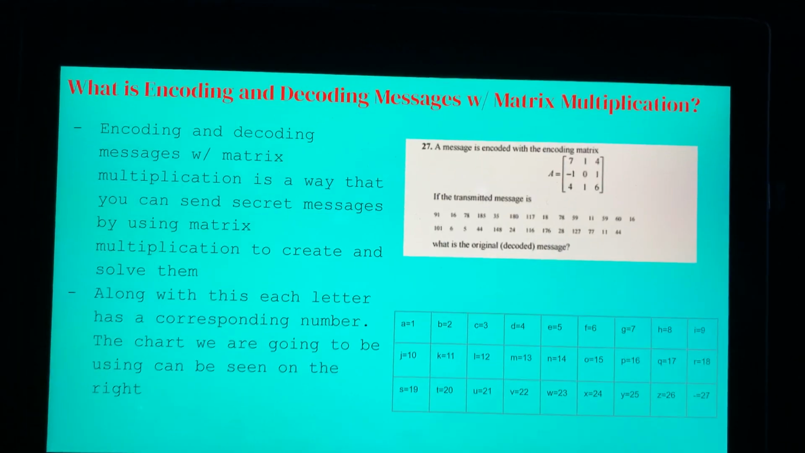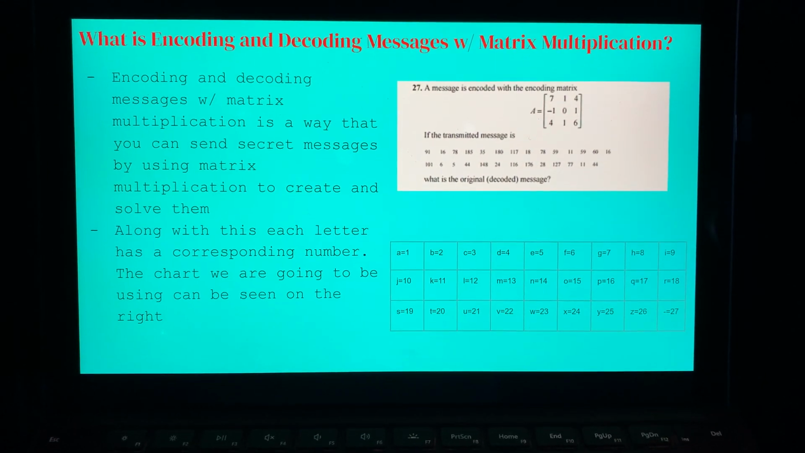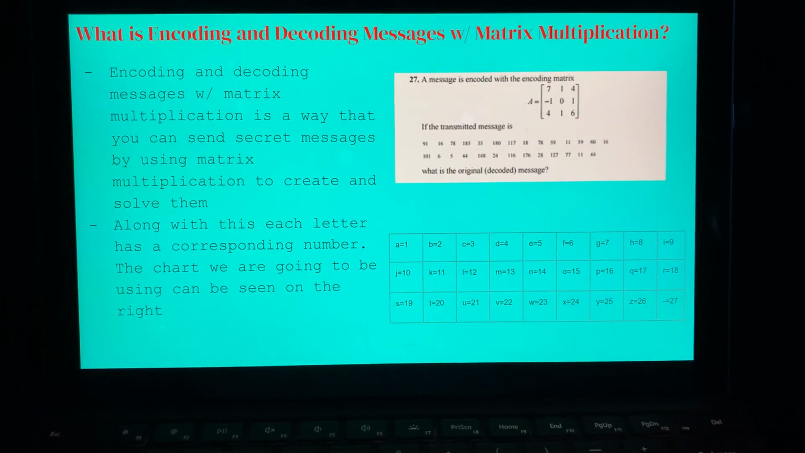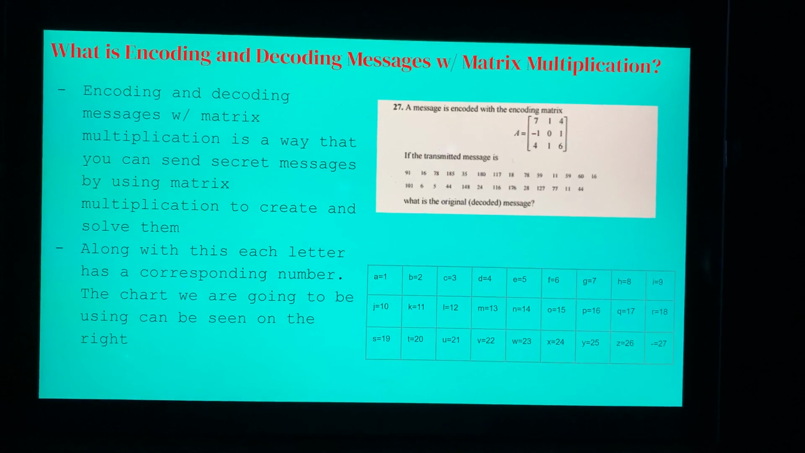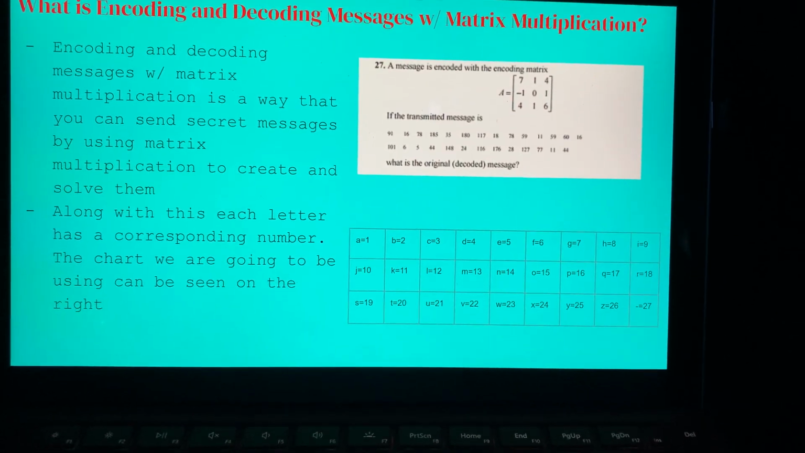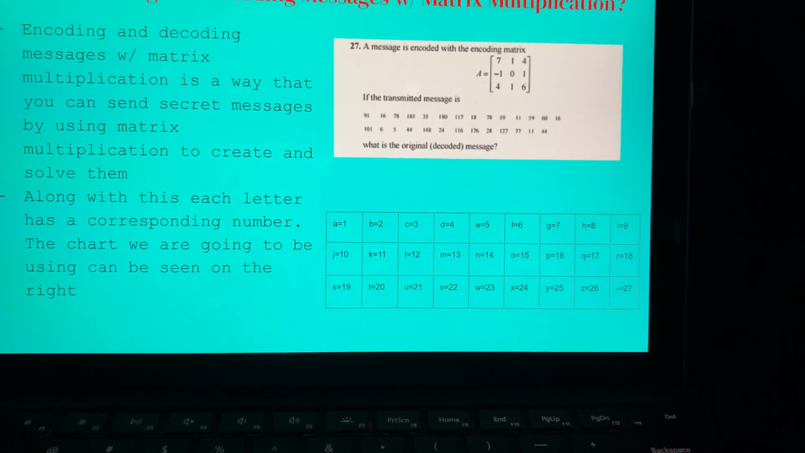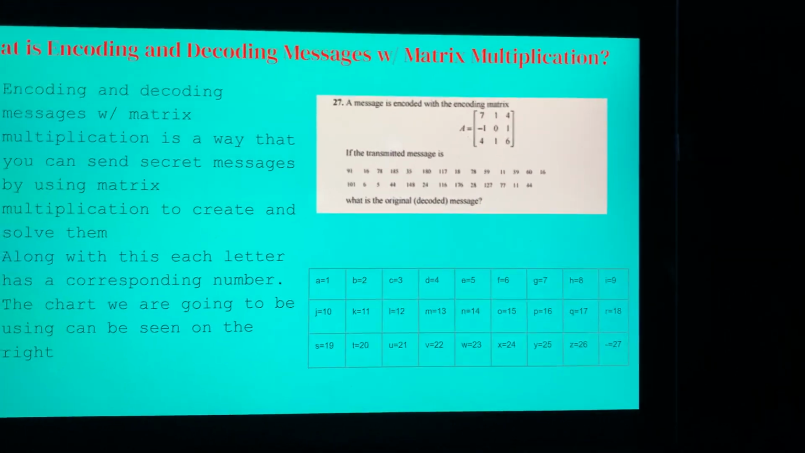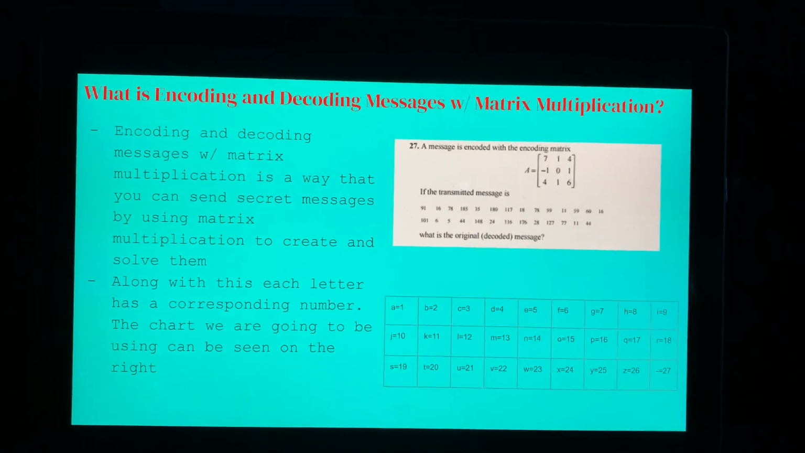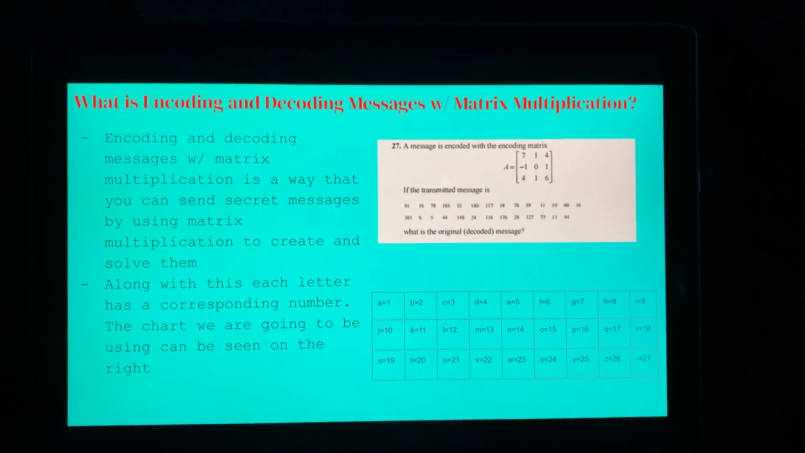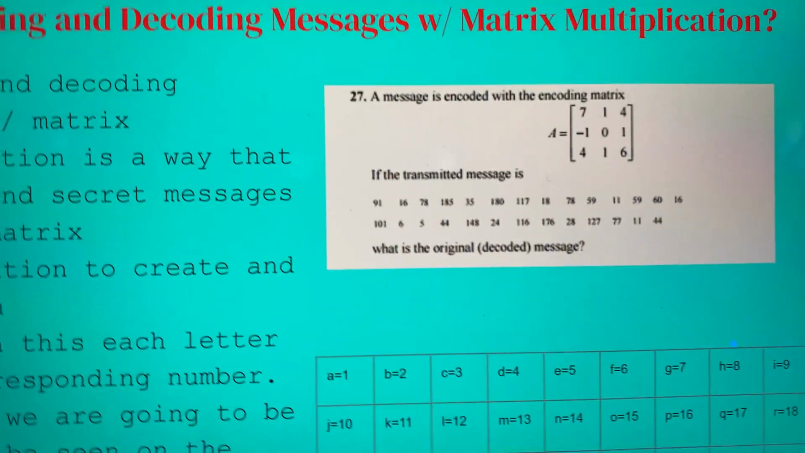So, encoding and decoding messages with matrix multiplication is a way that you can send secret messages by using matrix multiplication to create and solve them. The way you can do this is each letter has a corresponding number in the chart that you can see right there. So, A equals 1, B equals 2, and so on and so forth. So, you can use that to create words based off of numbers. An example problem is right there.